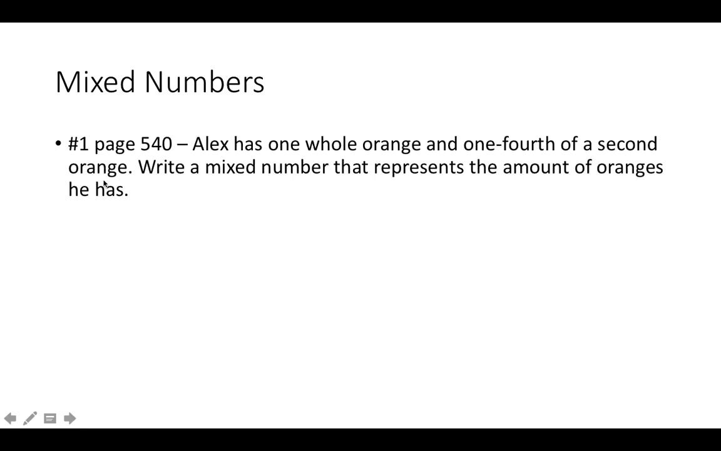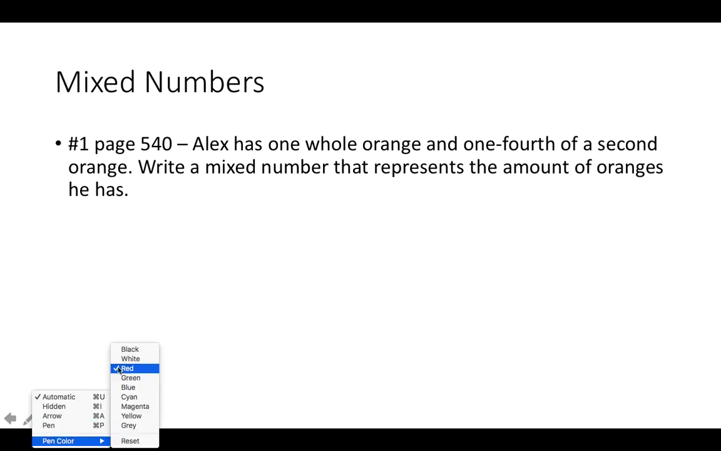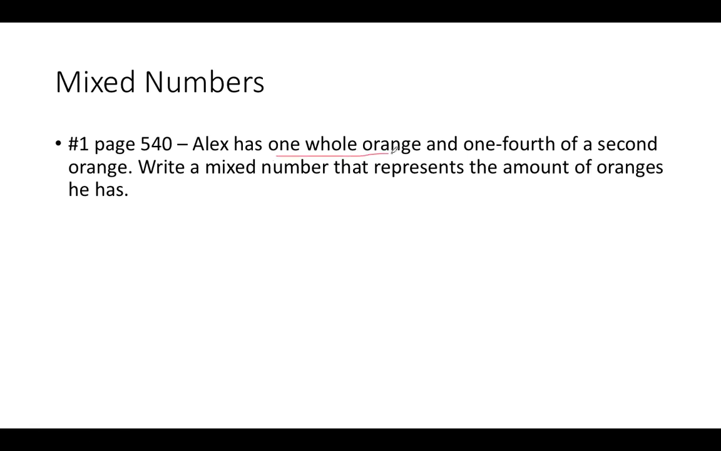On the next page, number 1, it says Alex has one whole orange. So he has one whole orange and 1/4 of a second orange. So here's a second orange cut into fourths, and he has 1/4 of that. So we're going to write this as a mixed number. So that means he has 1 and 1/4. And that is it. That's all there is to it.